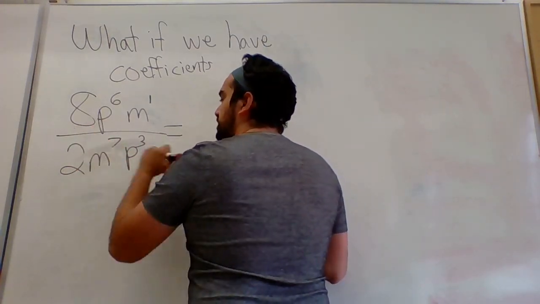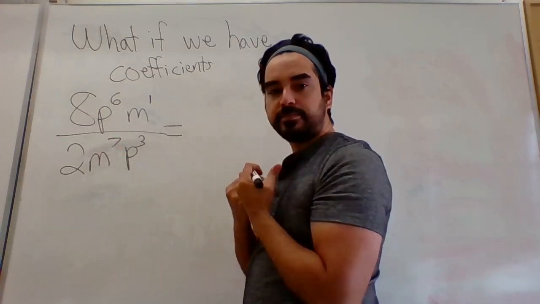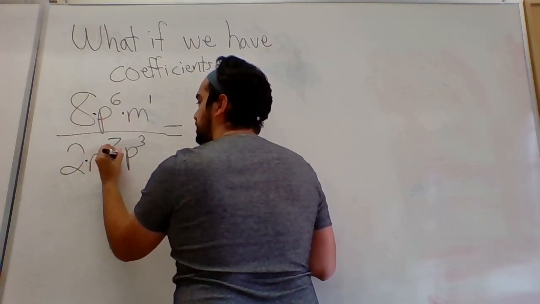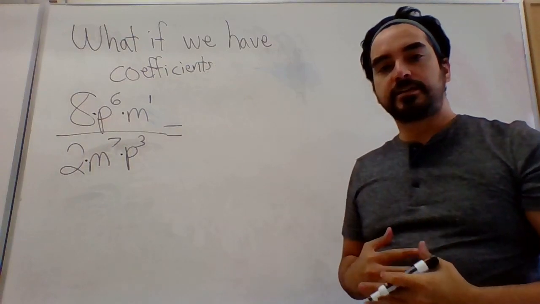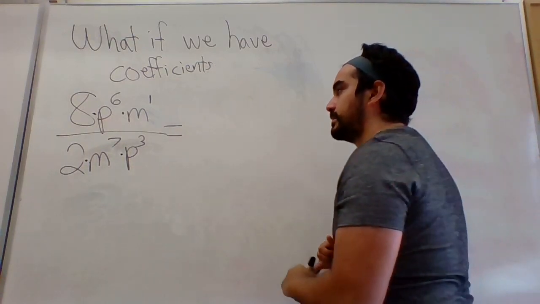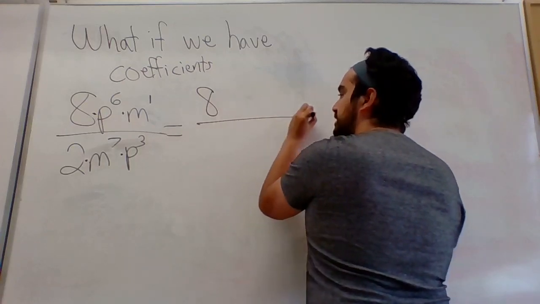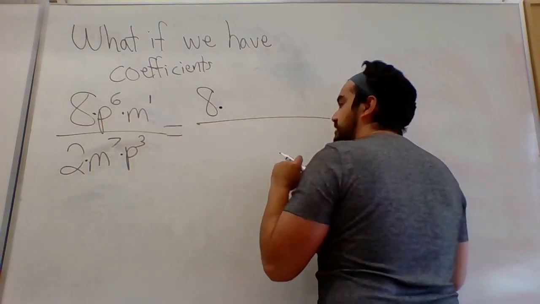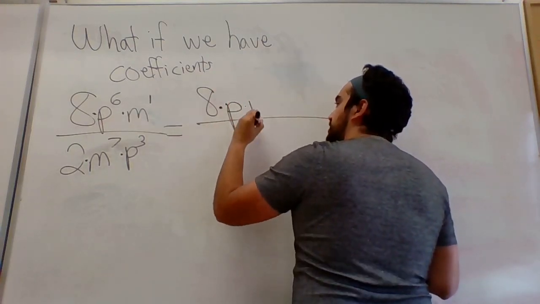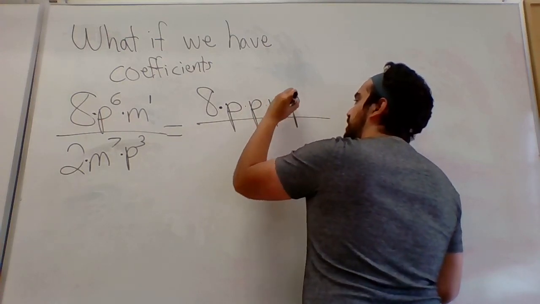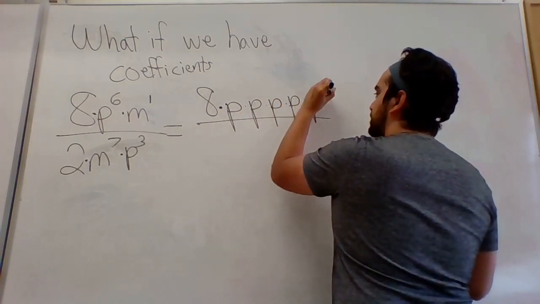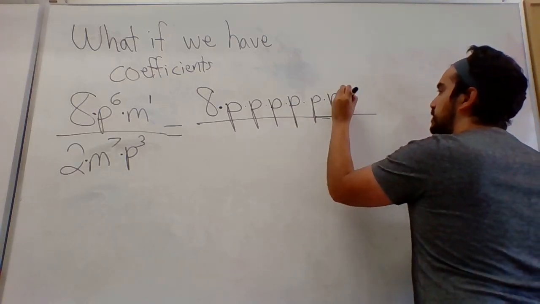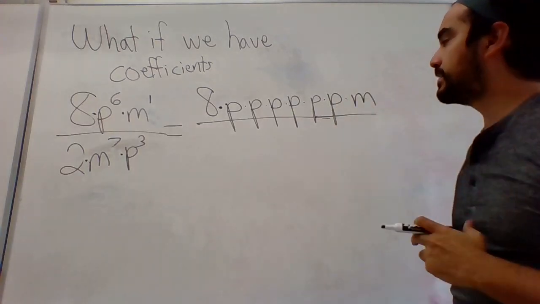So to get started, the first thing I'm going to do is, I know this is multiplication because they're side by side, so I'm going to put the multiplication in between them. Once I finish that, the next step is going to be expanding it. So I have 8 times p to the power of 6. So that means p times p times p times p times p times p. And I have 1n, so it's being multiplied times 1n.